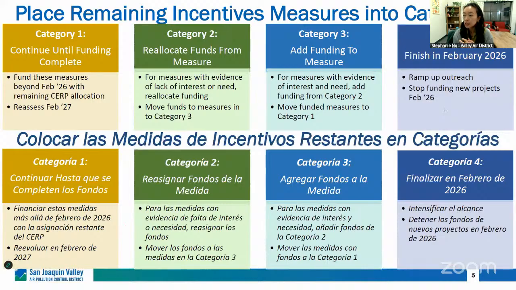That takes us to category 3, which are measures where we see a lot of evidence of interest. You all just underwent that with the lawn and garden. We see a lot of interest and a lot of support, and that's why we've worked with you to reallocate those funds. And then the fourth category are ones where we want to ramp up outreach with you all and stop funding new projects come February of 2026.